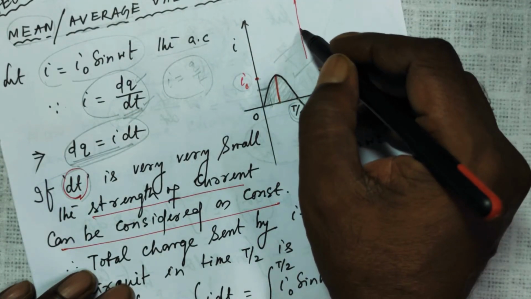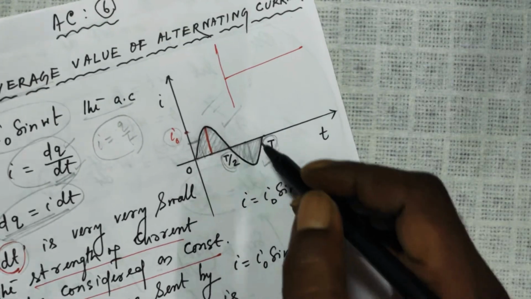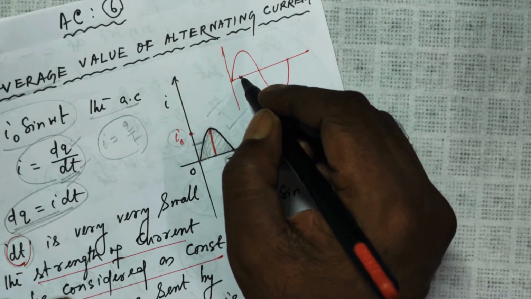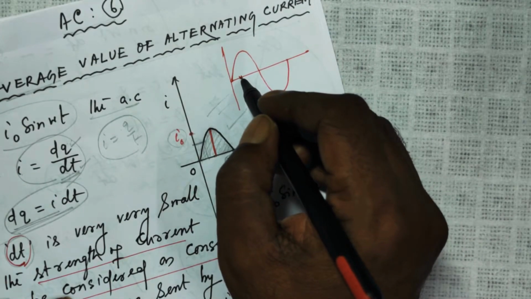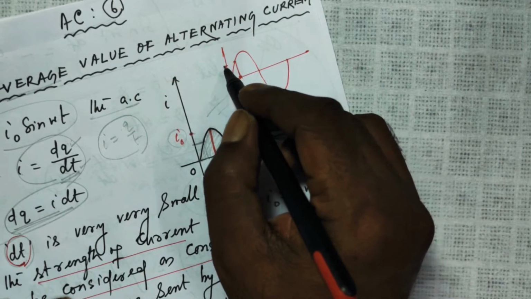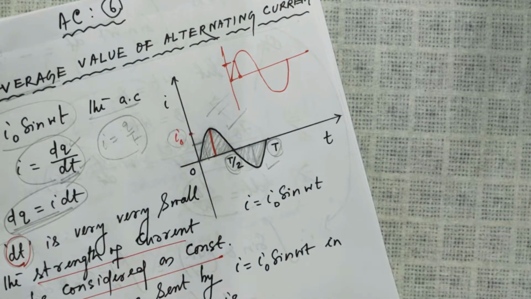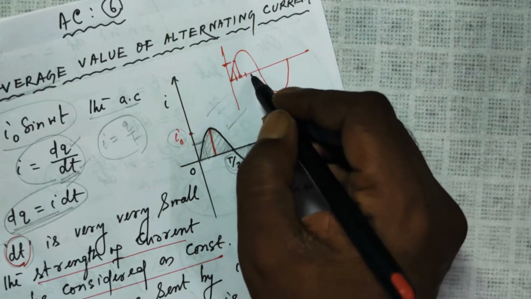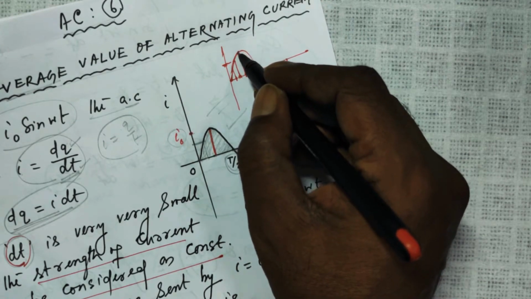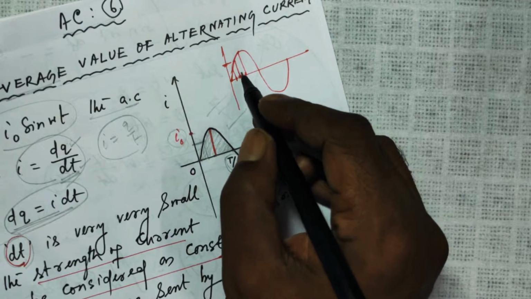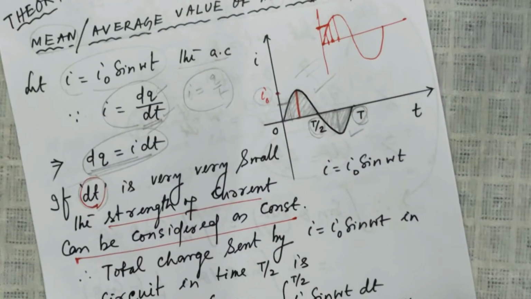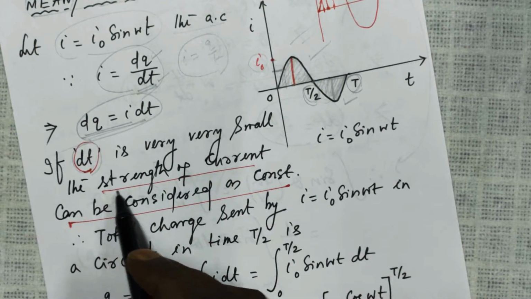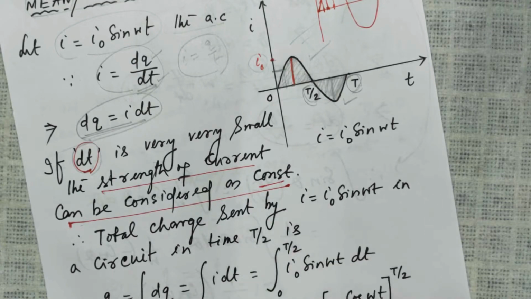Let me draw another diagram for you. Suppose this is your alternating current. Here you take a very small interval dt, and if you move up, the I here is almost constant. For a small interval, I is constant. If you consider a large interval, let's say from here to here, then the current is increasing. If you consider a very small interval dt, then the current can be considered as a constant. So that is the meaning. So if dt is very, very small, then the strength of the current can be considered as a constant.